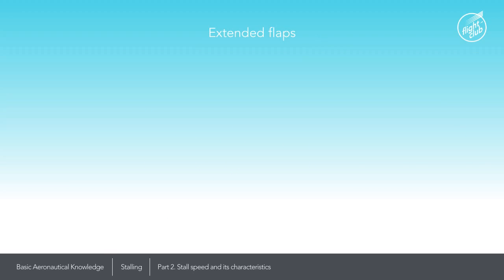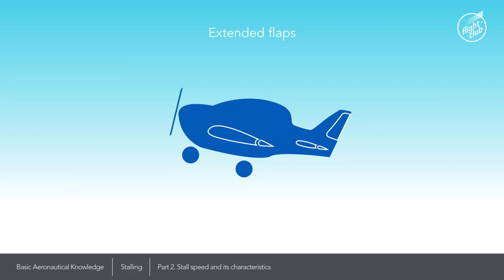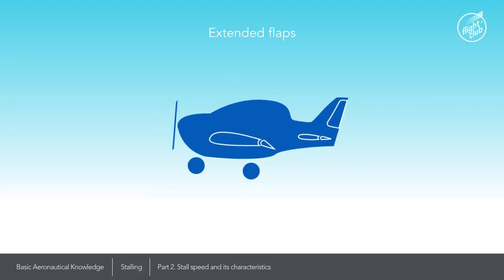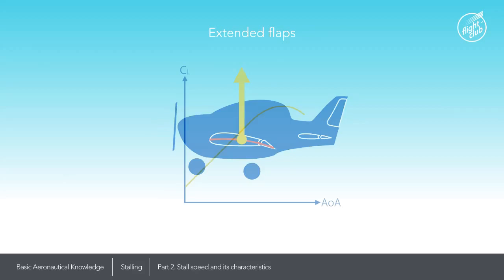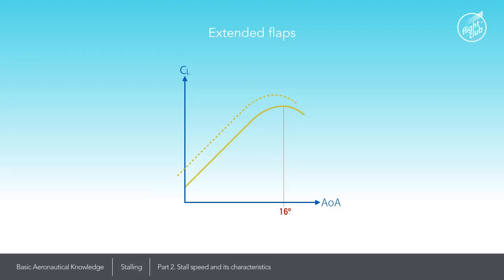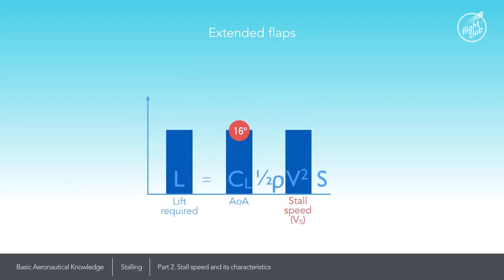Extended flaps. Extended flaps increase the camber of the wings, lower the nose, and generate more lift. This is what happens to the coefficient of lift versus angle of attack curve when flaps are extended. Greater ability to generate lift means that the stalling speed will reduce, but the aircraft will stall at a smaller angle of attack.